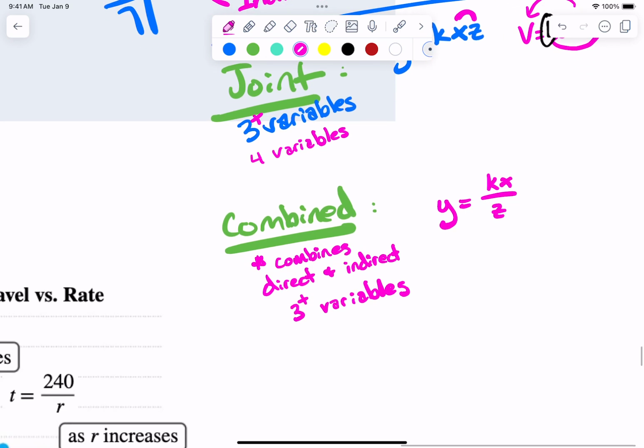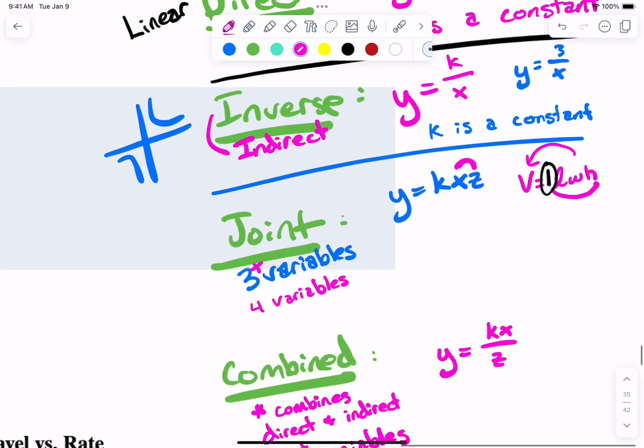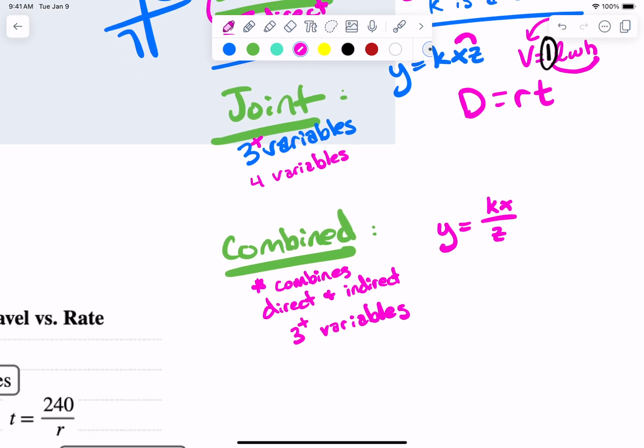Combined has 3 plus variables, so y, x, and z. This would be like distance equals rate times time. That would be joint. Distance equals rate times time. That's a joint variation, right? That's another application of joint variation. What about temperature over pressure?